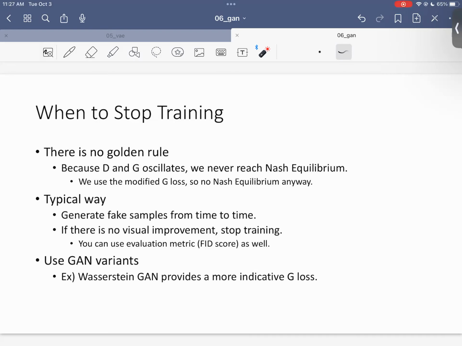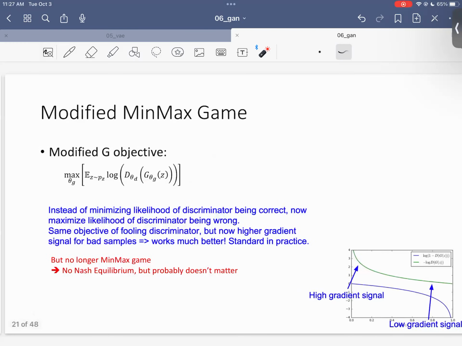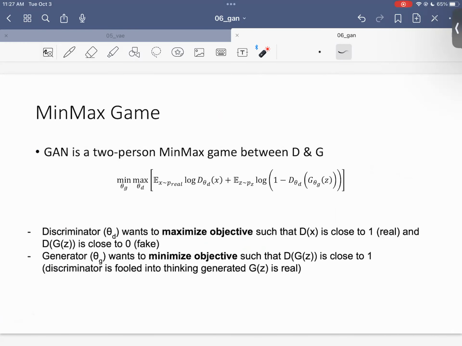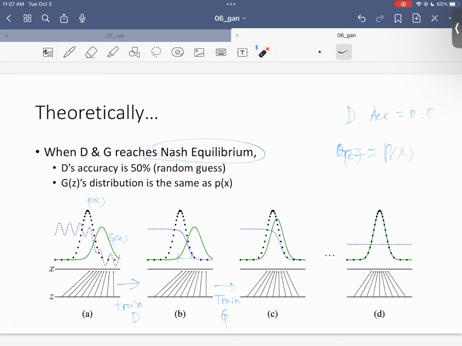That is because the true min-max game, if I remember correctly, I studied this a really long time ago, so this is just borrowing knowledge from nine or ten years ago, needs to happen at the same time. D and G need to update exactly at the same time to play a true min-max game. But here, we're not playing a true min-max game. We're training D and then G and then D and then G. We're playing an alternating game. So this is not a true min-max game, so there is no guarantee that we'll reach a Nash equilibrium.